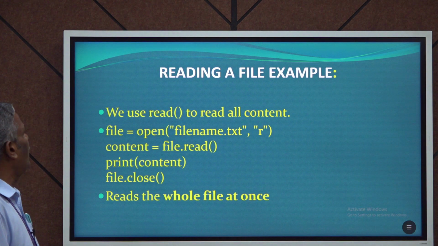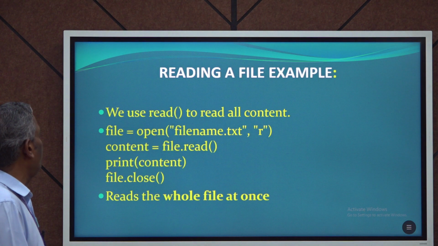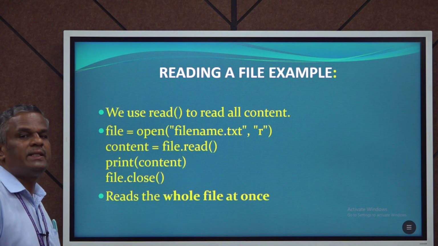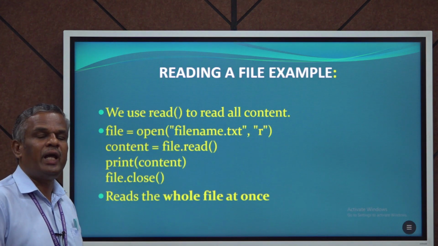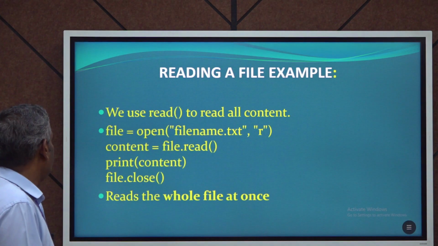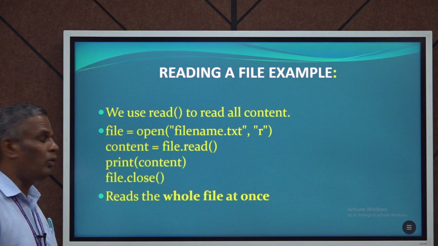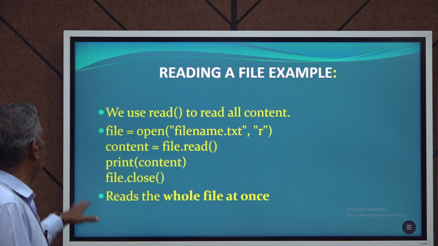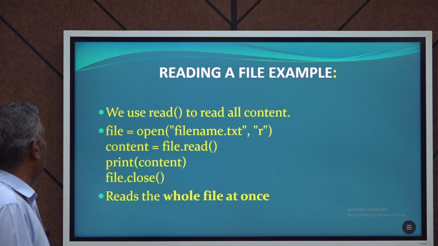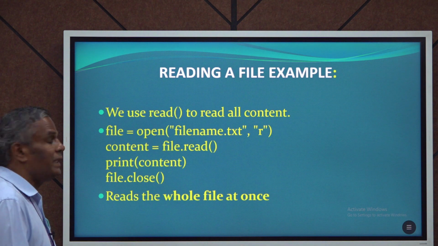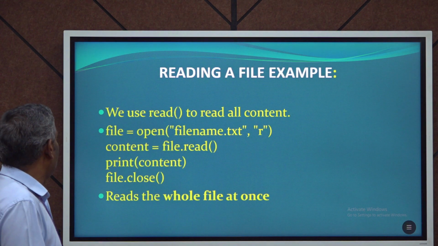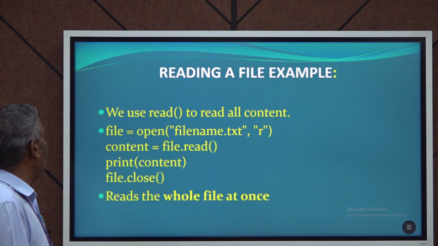So reading a file, example, we use read to read all the content. file = open filename.txt comma r. Here filename.txt is the file name, and the type of file is a text file. Then content is a variable equal to file.read, print content, and finally we have to give file.close. So if you run the program it will display all the data in the filename.txt. So it reads the whole file at once.